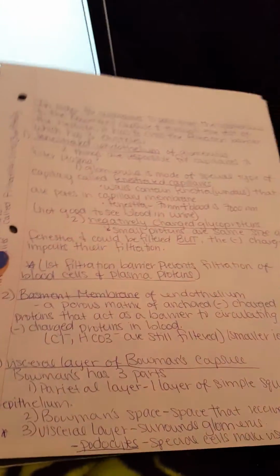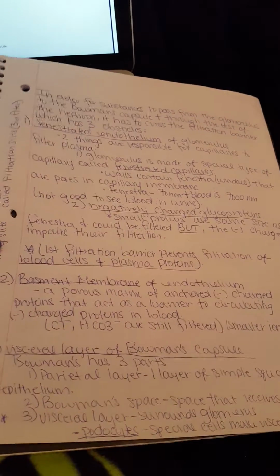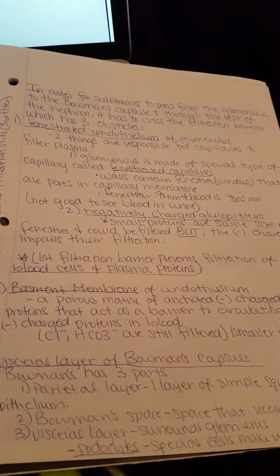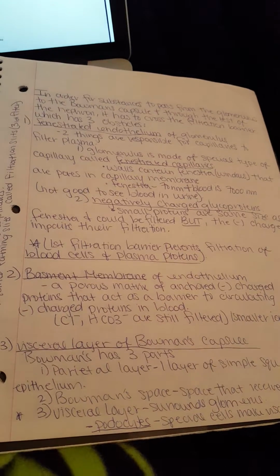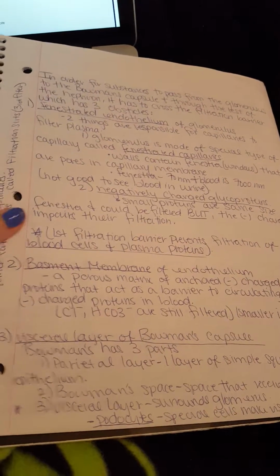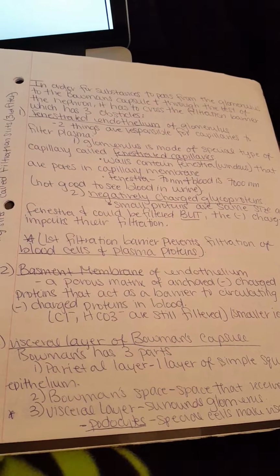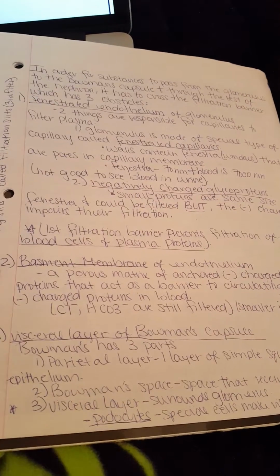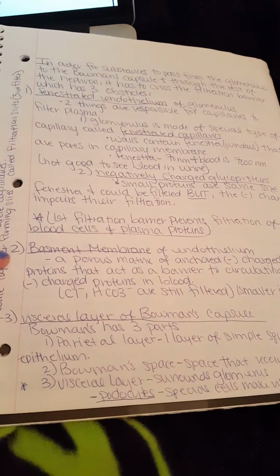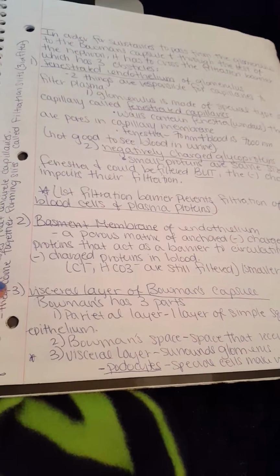Here are my notes. In order for substances to pass from the glomerulus to the Bowman's capsule and through the rest of the system, they have to cross the filtration barrier, and this has three obstacles. The first one is the fenestrated endothelium of the glomerulus. Sorry, I really don't know how to say that. The second one is the basement membrane of the endothelium. And the third obstacle is the visceral layer of the Bowman's capsule.